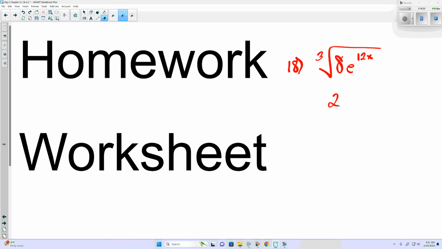Now when we do this with exponents, with e, that 3 is being applied to the exponent. Powers of powers, multiplied, yes? So if you're going to take a guess, what do you think we do with radicals? Subtract is a good guess, but we divide. So we divide 12x by 3. And that's it. We didn't specifically go over that one in class, but that's it.